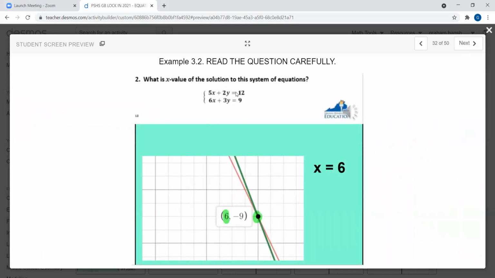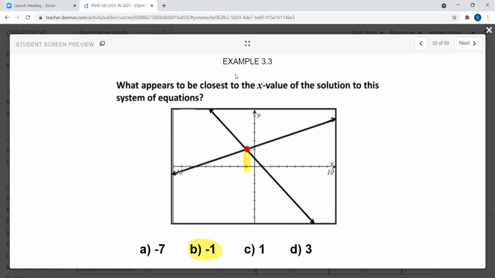Sometimes it doesn't ask you for the whole solution, it just asks you for one of the values. So this is typed in, I kind of zoomed in a lot here. What is the x value? So once you've found the intersection, just focus on the x value. Or if it says what is the y value, you could just say negative 9. What appears to be the closest x value to the solution? Sometimes I'll give you the picture but not the equations, then you're just going to take a reading.